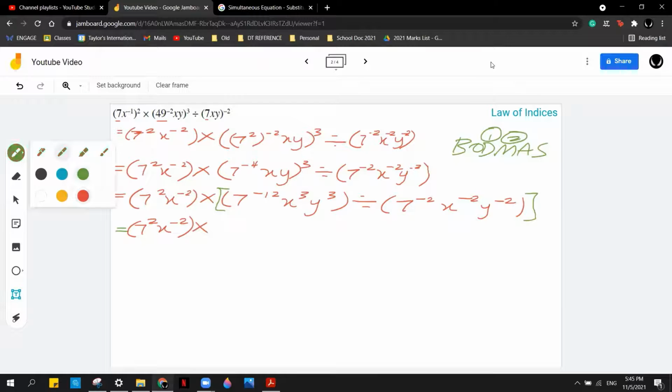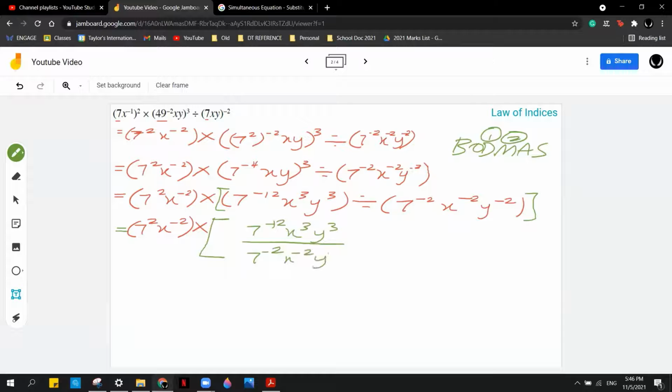Then let's look at what's happening inside. To make things more clear, let's just write 7 negative 12, x power 3, y power 3, divide by 7 negative 2, x negative 2, y negative 2.